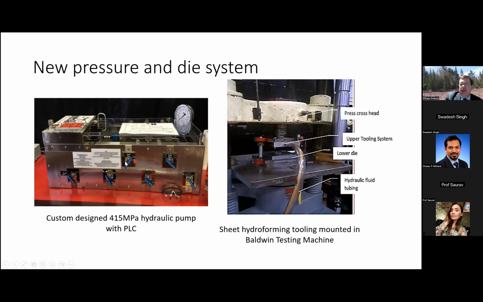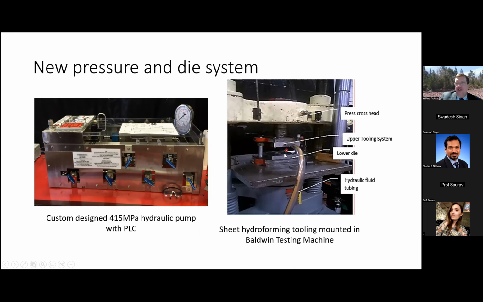Some students rebelled against using that system because it takes more than an hour to run each test. So they said, hey, do you mind if we come up with our own high pressure pump? And that's exactly what they did. They developed a high pressure pump that can go up to 415 megapascals, that's 60,000 psi for us, and had it controlled using a PLC. And boy, it was nice using that. It sped up testing no end.